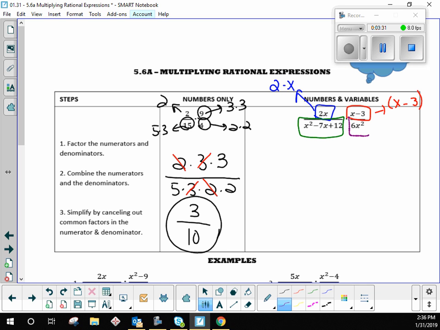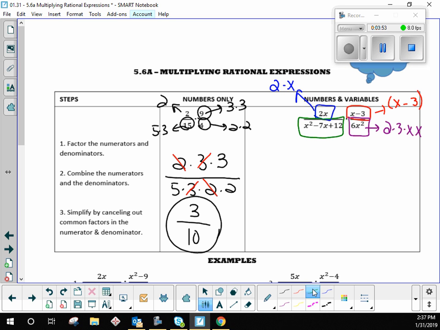Let's look over here at 6x squared. So 6x squared, we want to expand that. Remember, 6 is 2 times 3, and x squared is x times x. And the reason I saved that green one for last is because that's the longest method.